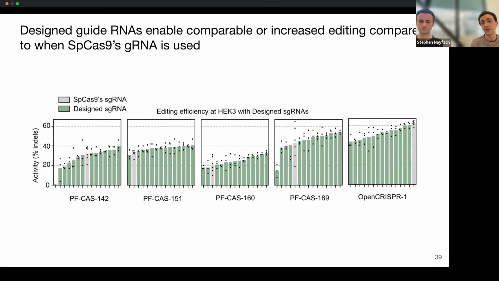Interestingly, for OpenCRISPR-1, SP-Cas9's guide RNA actually did display the best editing. And this underscores that OpenCRISPR-1 can be used essentially as a drop-in replacement for existing genome editing systems that use SP-Cas9's guide RNA.